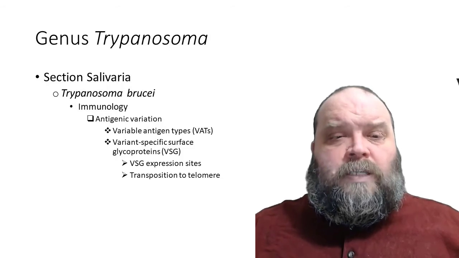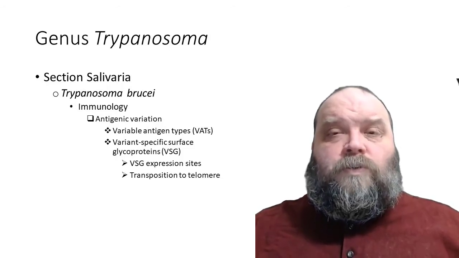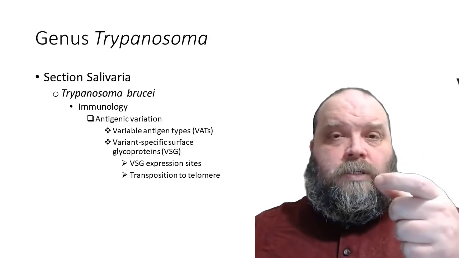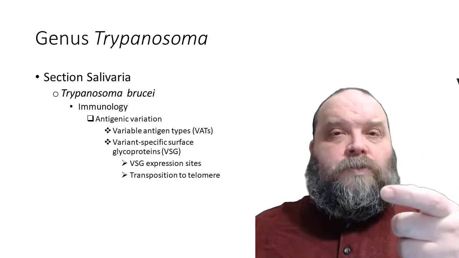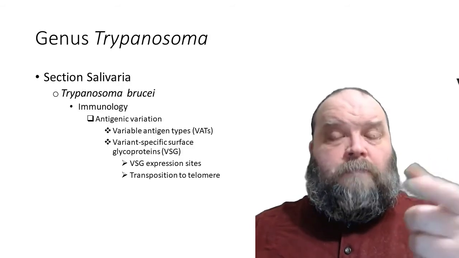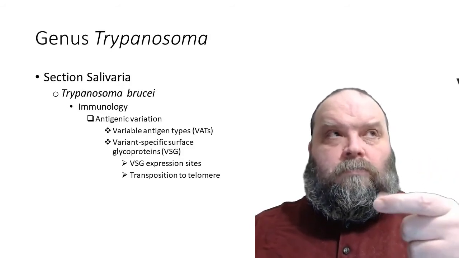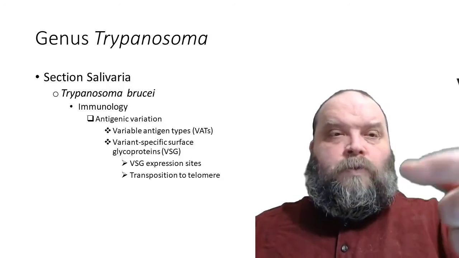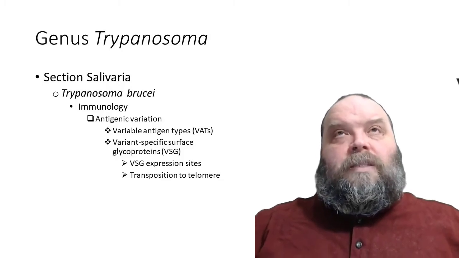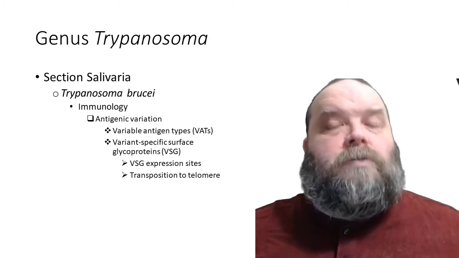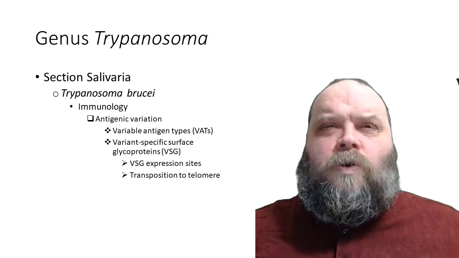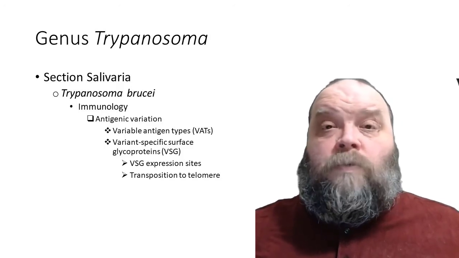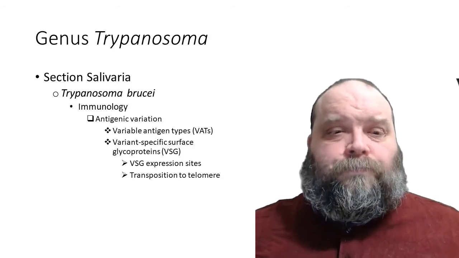What we now know is that it has to do with what are referred to as VSG expression sites, genes and gene portions embedded in the chromosomes, antigen of Trypanosoma that move. They get moved as transposable elements to the ends of the chromosomes, the telomeres. And by doing so, it gives them preferential treatment and preferential expression.